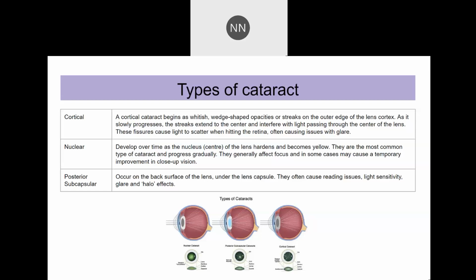So the third one is subcapsular, and the most common is the posterior part. It occurs at the back surface of the lens, inside under the lens capsule, and they often cause reading issues, light sensitivity, glare, and halo effects. So next. Next slide.